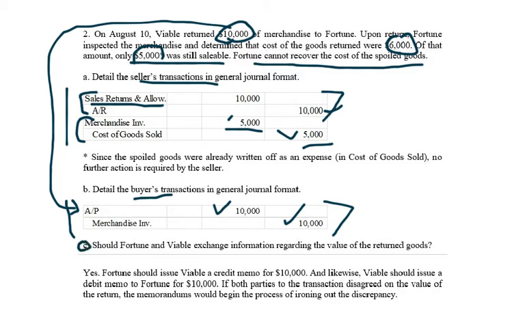Right, now C is an important concept that we'll go over again here. Should these 2 companies exchange information regarding the value of the returned goods? And the short answer, of course, is yes, they should. Remember that idea about credit memoranda, the credit and debit memoranda? In other words, the seller should say, we're crediting your account receivable $10,000. Likewise, the buyer says, we're debiting our account payable with you $10,000. So that's the way we have a credit memo and a debit memo, respectively.